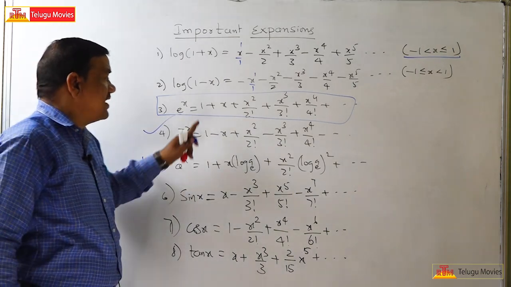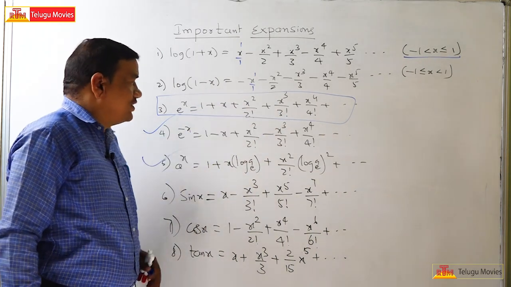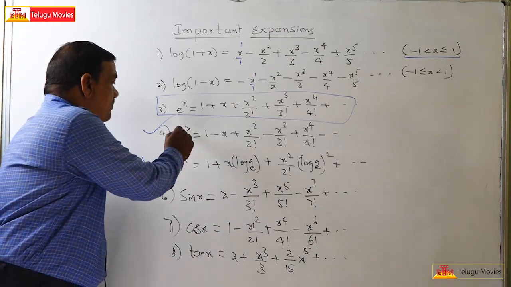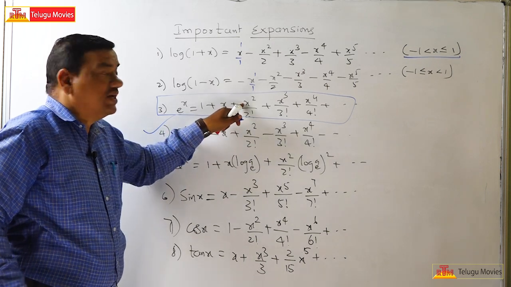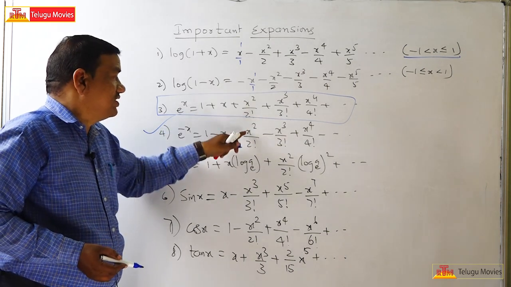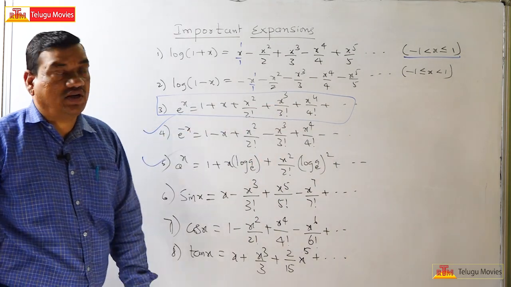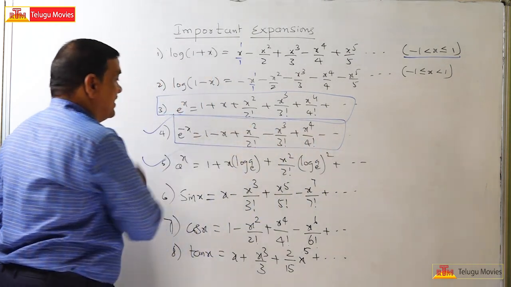So e power x expansion is 1 plus x plus x square by 2 factorial, x cube upon 3 factorial, x power 4 upon 4 factorial. So e power minus x means what? Wherever x is there, substitute minus x. Here, if you substitute minus x, this is plus x square. If you substitute minus x whole cube, minus x cube, and so on will come. So this is equal to e power minus x.